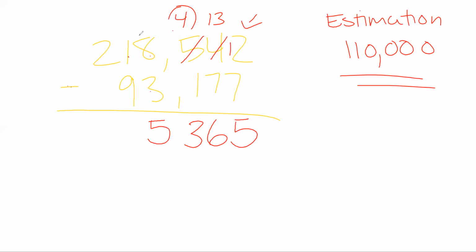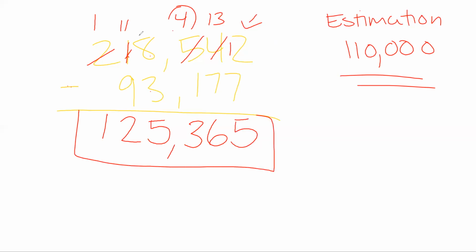1 minus 9. I cannot do that, right? I have 1. I'm taking 9 away. It doesn't work. So let's break this down and regroup. So that will make this an 11. So 11 minus 9 is 2. And 1 minus 0 is 1. And here's the real answer.